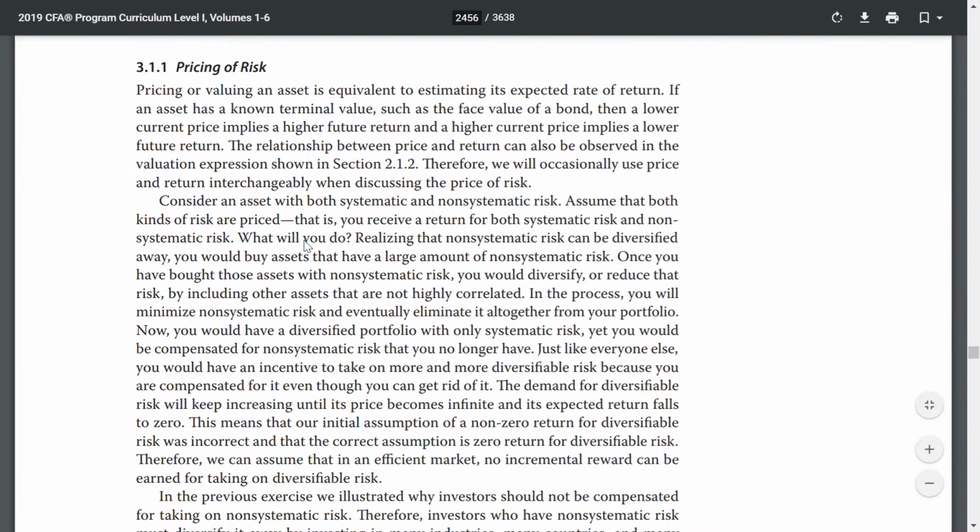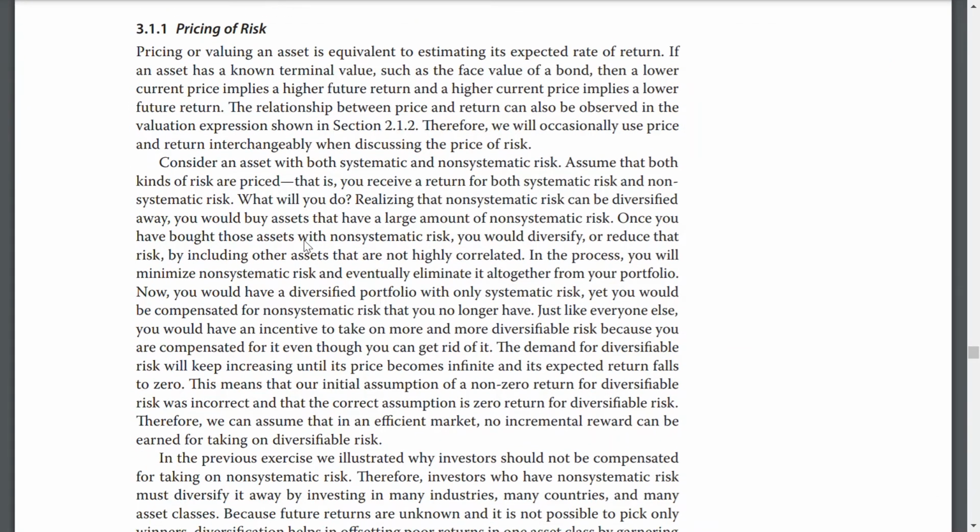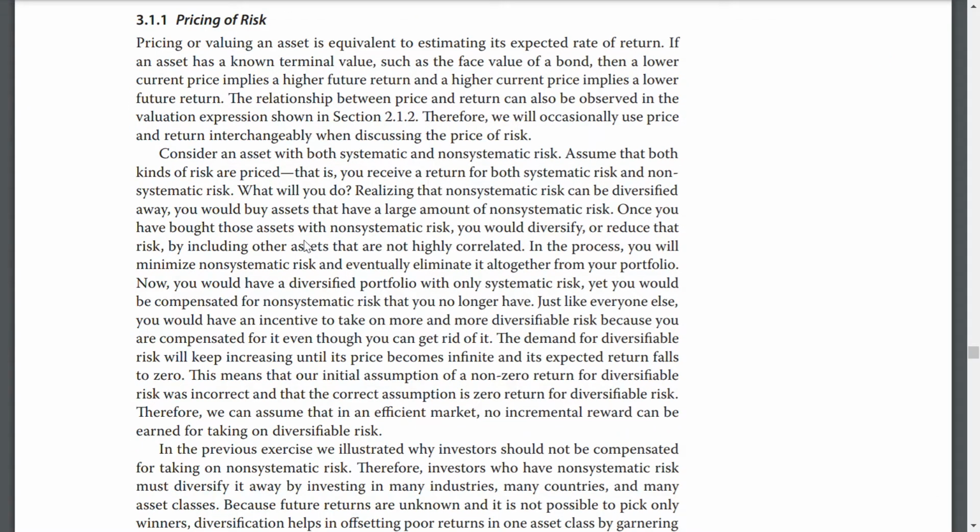Pricing of risk. Pricing or valuing an asset is equivalent to estimating its expected rate of return. If an asset is known to have a terminal value, such as the face value of a bond, then a lower current price implies a higher future return, and a higher current price implies a lower future return. The relationship between price and return can also be observed in the valuation expressed in section 2.1.2. Therefore, we will occasionally use price and return interchangeably when discussing the price of a risk.